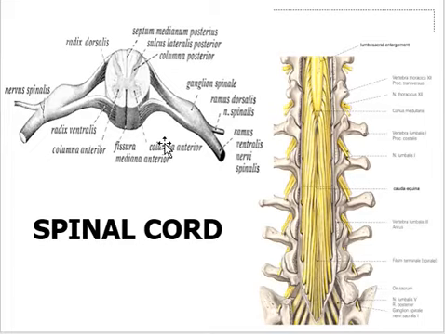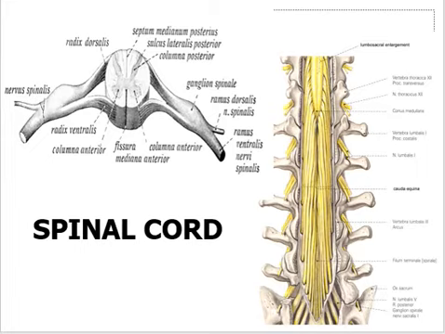Now we have to know the shape and the length. The spinal cord is cylindrical in shape. The length of the spinal cord is about 45 centimeters in males and 43 centimeters in females. Next we are coming to the enlargements. The spinal cord has two spindle-shaped swellings, namely the cervical and the lumbar enlargements. These two portions of the spinal cord innervate the upper and lower extremities respectively.